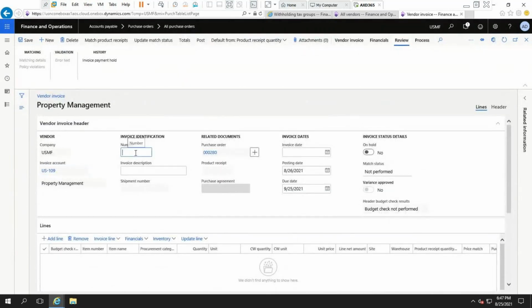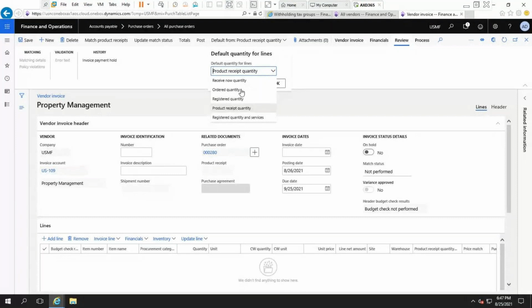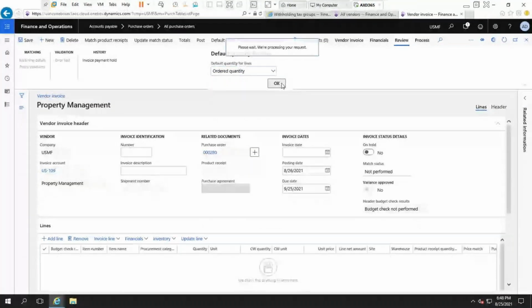Okay, see here the line details are not coming. The reason behind it was that it selected product receipt quantity, but now we need to change it to ordered quantity. Click OK. Then the line details will be filled. Because I have not done a product receipt, I have created only a purchase order. So it will show the ordered quantity only. Look at this, the line details will be updated.